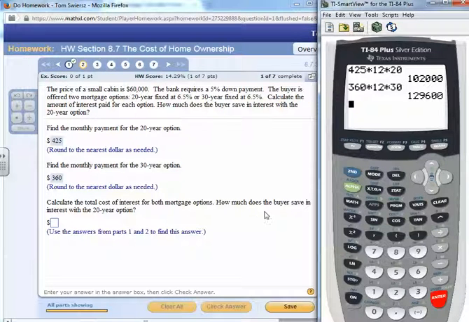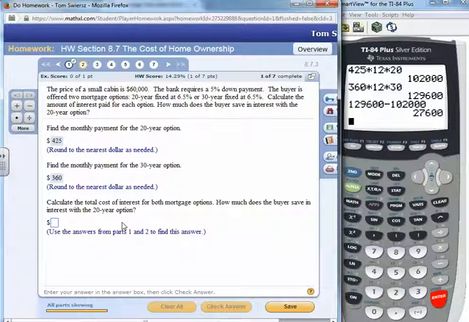Now, how much did the buyer save? Well, they spent $129,600 on the 30-year option. They only spent $102,000 on the 20-year option. If we subtract the two, as we did on the calculator, we get the difference, which is how much interest they saved with the 20-year loan. You can see on the calculator it comes out to be $27,600. And that indeed is the correct answer.